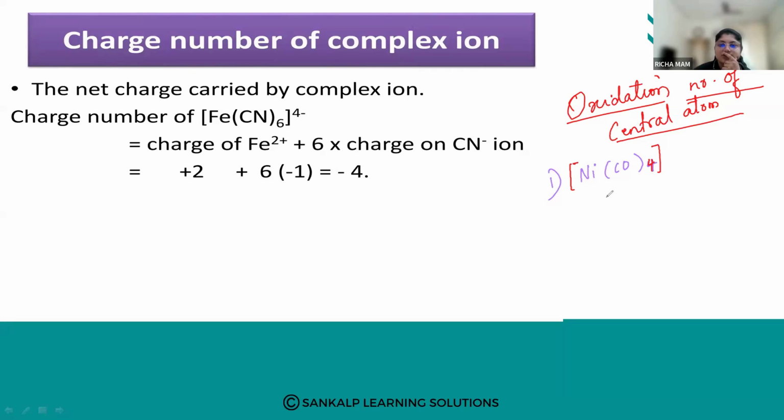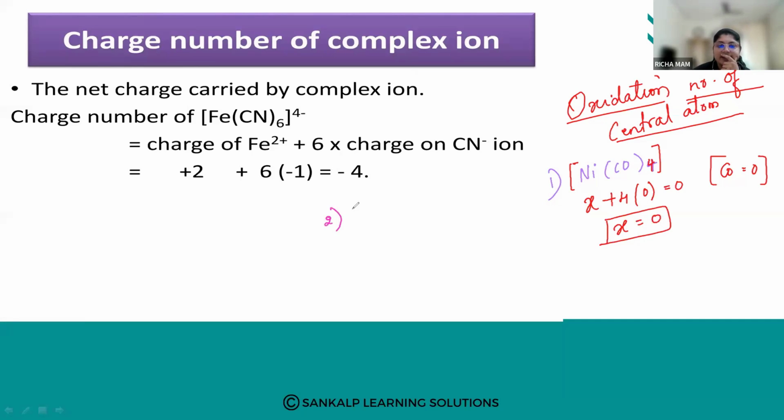Nickel, very good. Nickel is the central metal atom, so we'll keep it as X. Let X be the oxidation number. And how many carbonyls? The carbonyl group has a value of 0; it does not have any charge. It is a neutral molecule. So X plus 4 into 0 is equal to 0. So what is X? X is equal to 0. So there is no charge on the nickel.